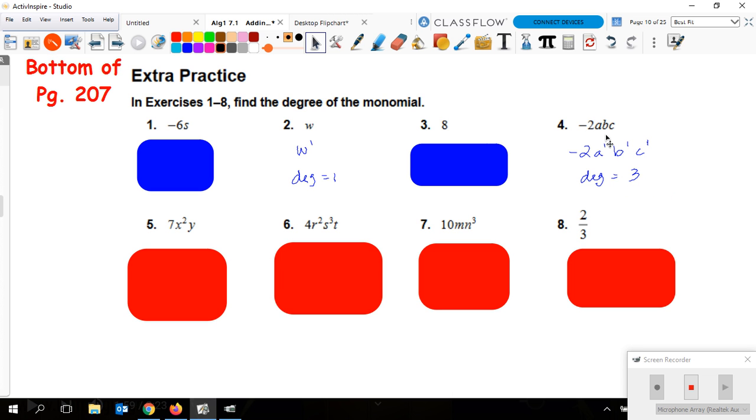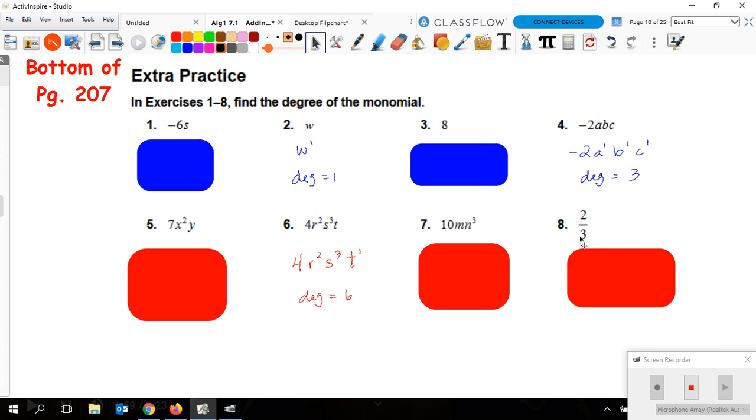So these are all monomials, one single term. The degree is the sum of all the exponents of the variables. So 1 plus 1 plus 1 would give you degree 3. If we look at number 6 here, you have an r, an s, and a t. T would have a 1 right there. So you have r squared, s to the third, t to the first. 2 plus 3 plus 1 would give you 6. So the degree would be 6 for number 6.